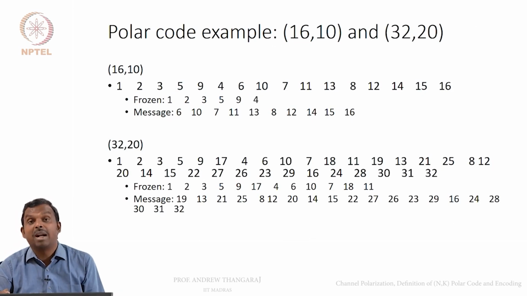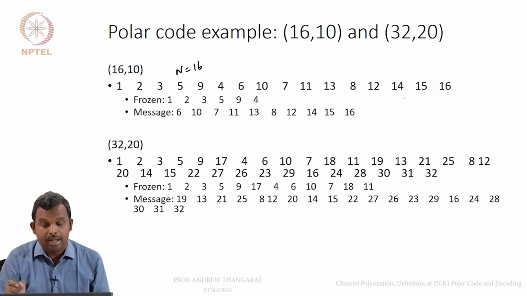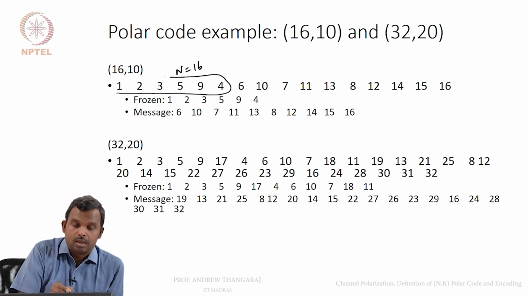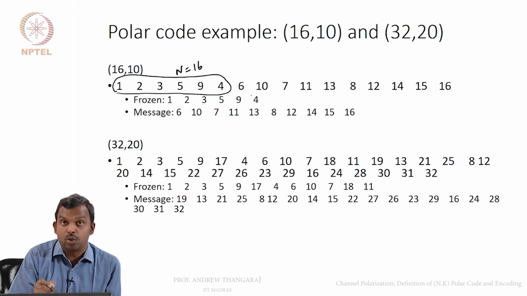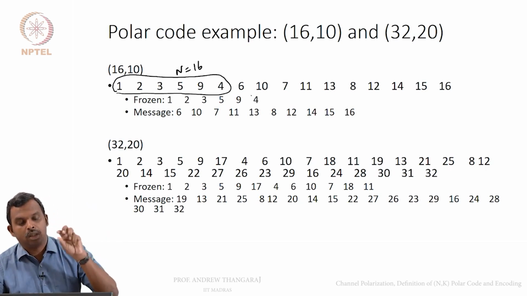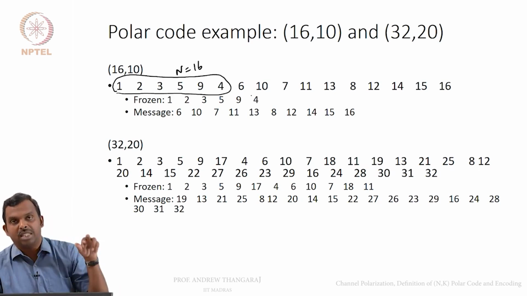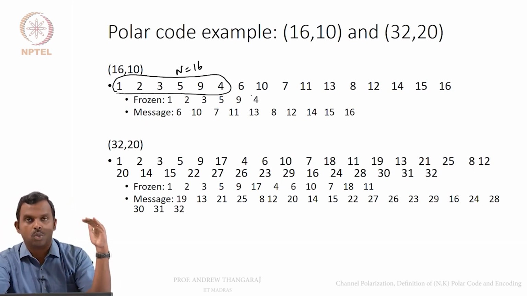Here is a 16,10 example. So, for n equals 16, the reliability sequence is this, and you have to freeze the first 6 positions, right. So, first 1, 2, 3, 5, 9 and 4 will get frozen. In your tree, you have 16 leaf nodes. The first node, second node, third node, fifth, fourth and then ninth are going to be set as 0. The message will go into the remaining places, and then you will start encoding as before. You will get the code word at the output.